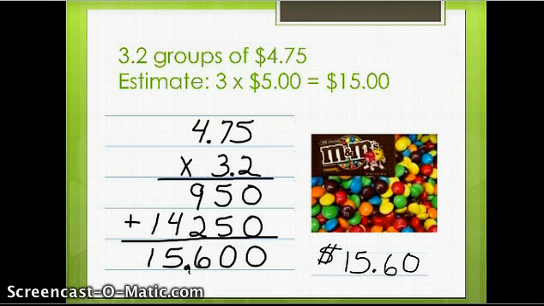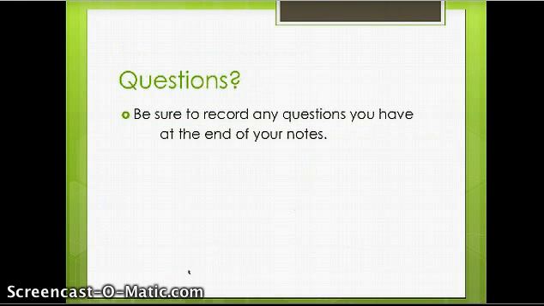At this point, please make sure that this is in your notebook. Pause the tape if you need to put any finishing touches. And then as the final thing, think about any questions you have about multiplying decimals. Record those next to your notes, and I will see you in class tomorrow.